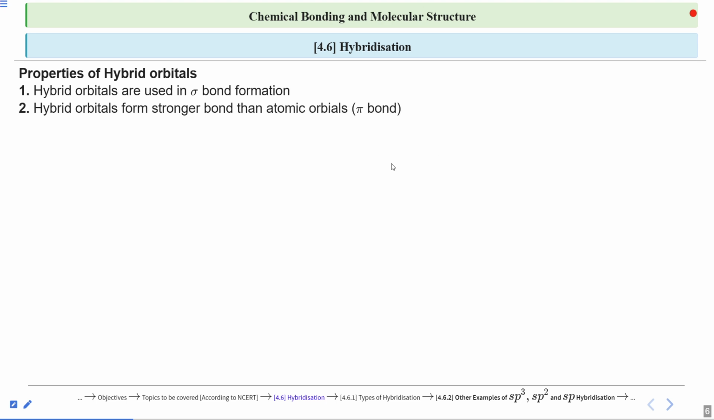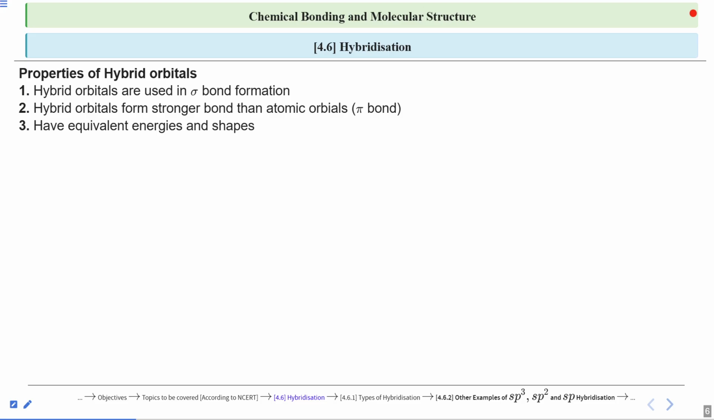Now moving on to the next one. Hybrid orbitals always form stronger bonds than atomic orbitals. So atomic orbitals will also form bonds, it's true, but those bonds will be less strong than the hybrid orbitals. And the type of bond your pure atomic orbital forms will always be a pi bond. So you can take this as a thumb rule. If your molecule contains two types of bond, sigma and pi, then sigma will be formed by the hybrid orbital and pi will be formed by the pure atomic orbitals. Got it?